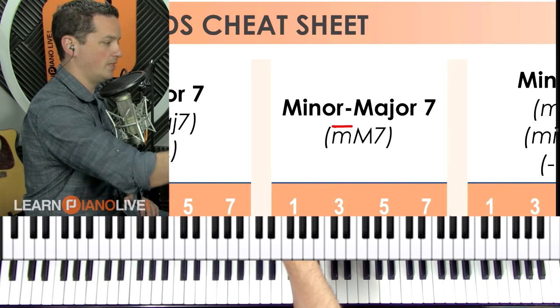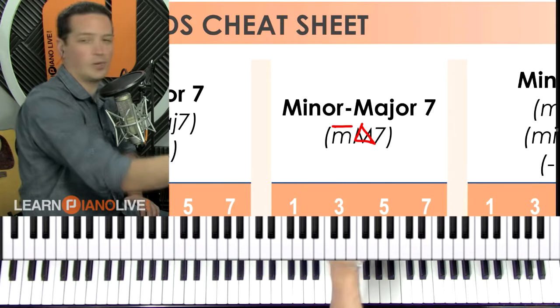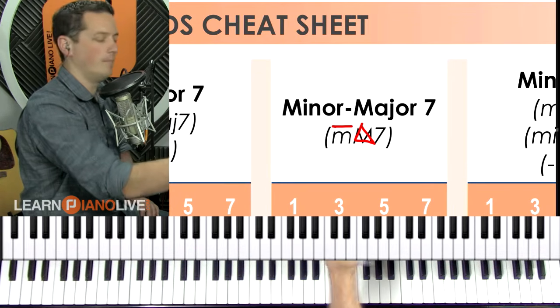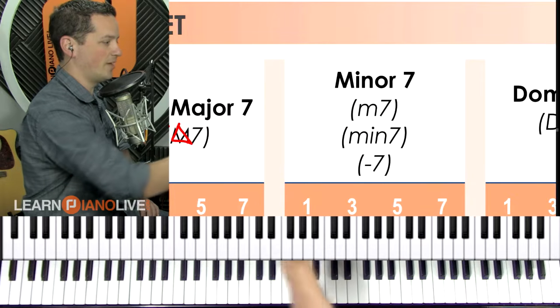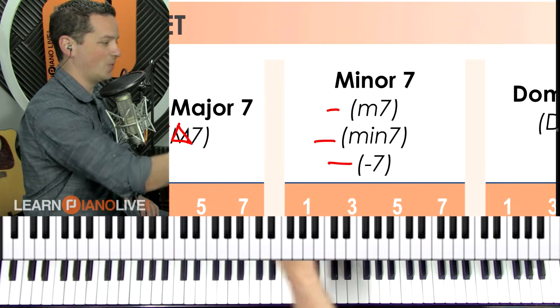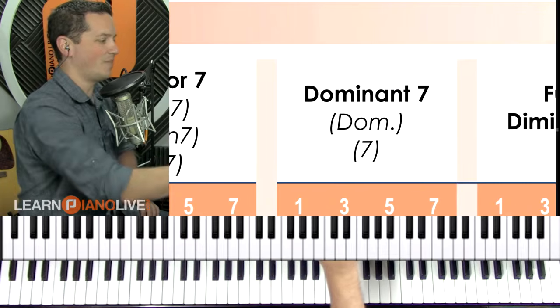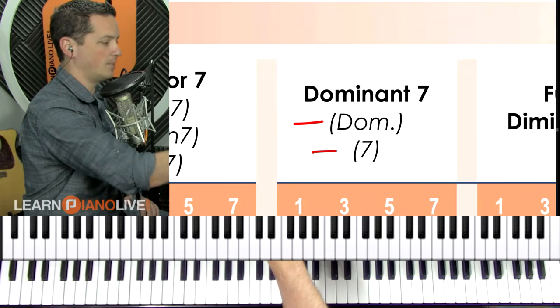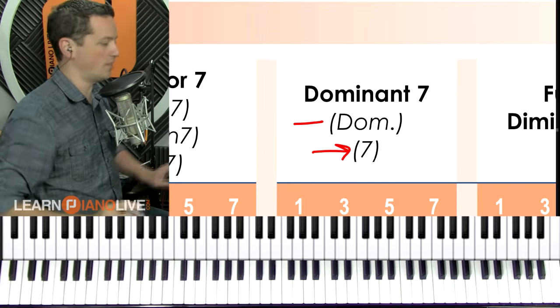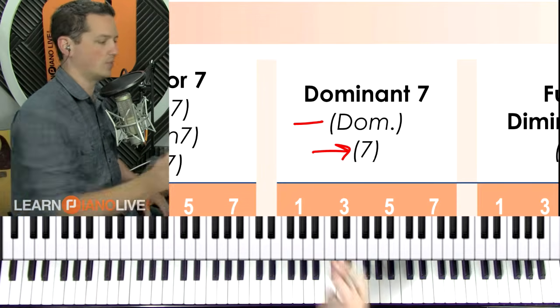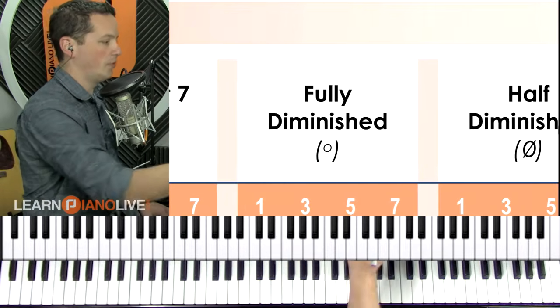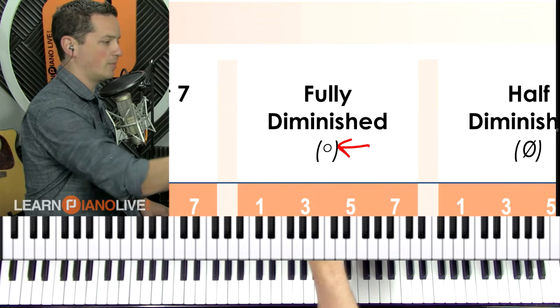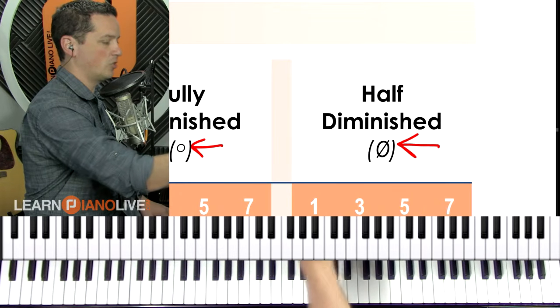Or sometimes instead of this big M, we would have a triangle, because triangle always means major 7. Or you could have the minor 7, which could be written like this, or like this, or like this. You could have the dominant 7, which sometimes we would just say dom or dominant, and then sometimes it just says the 7. If it's just a 7 by itself, that means lowered 7, major triad. Fully diminished is just that circle like we talked about, and the half diminished is the circle with the line through it.